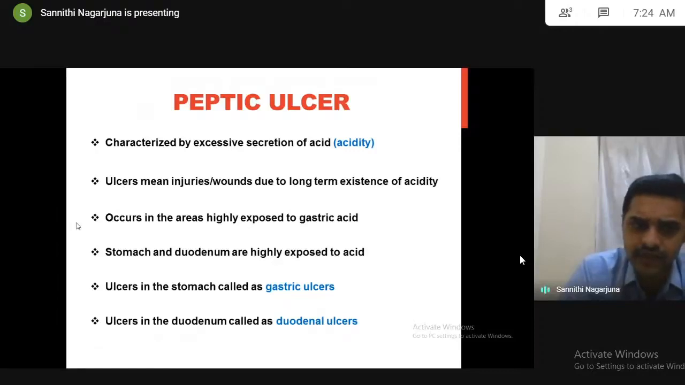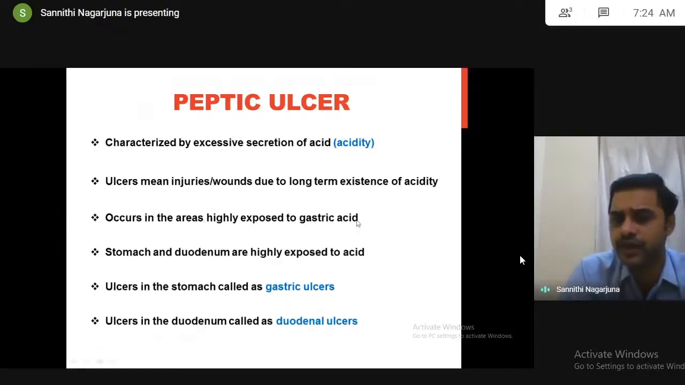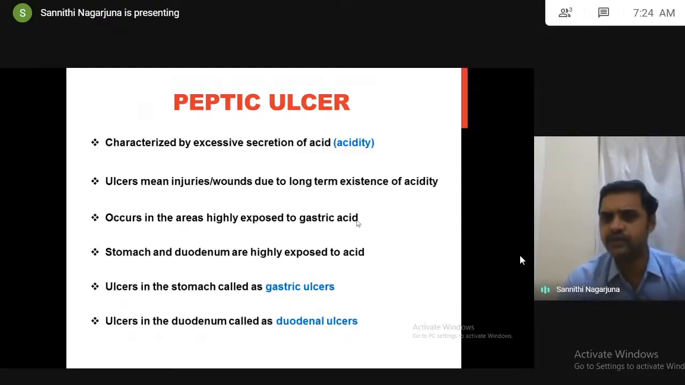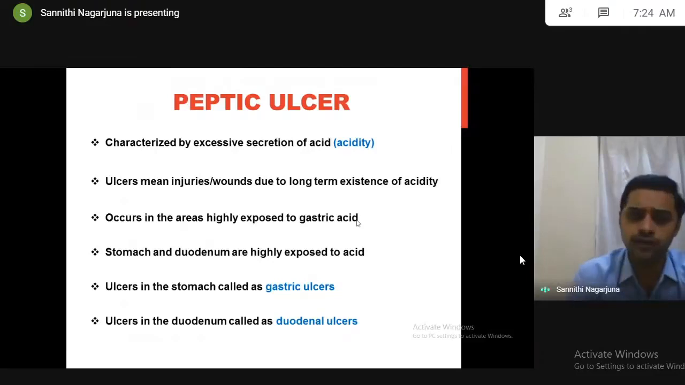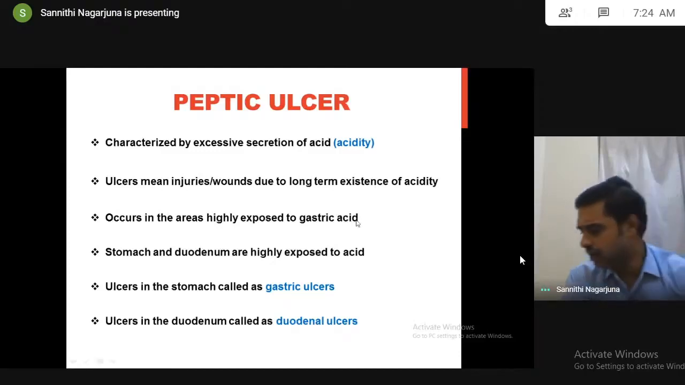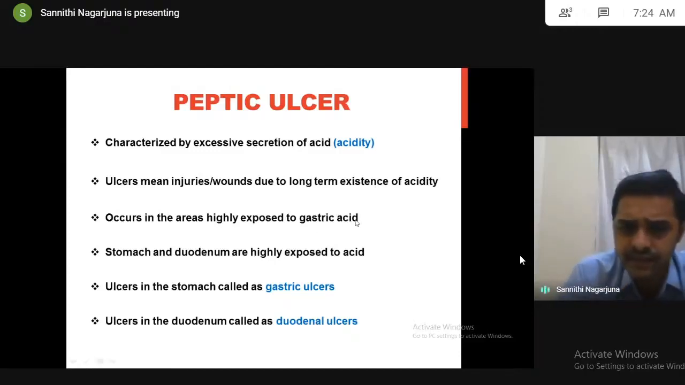So where do the ulcers take place? The ulcers take place in the areas which are highly exposed to acid. Am I right? If you see our GIT, gastrointestinal tract, which areas are highly exposed to acid? We know that acid is secreted from the stomach. So the stomach is highly exposed to acid.